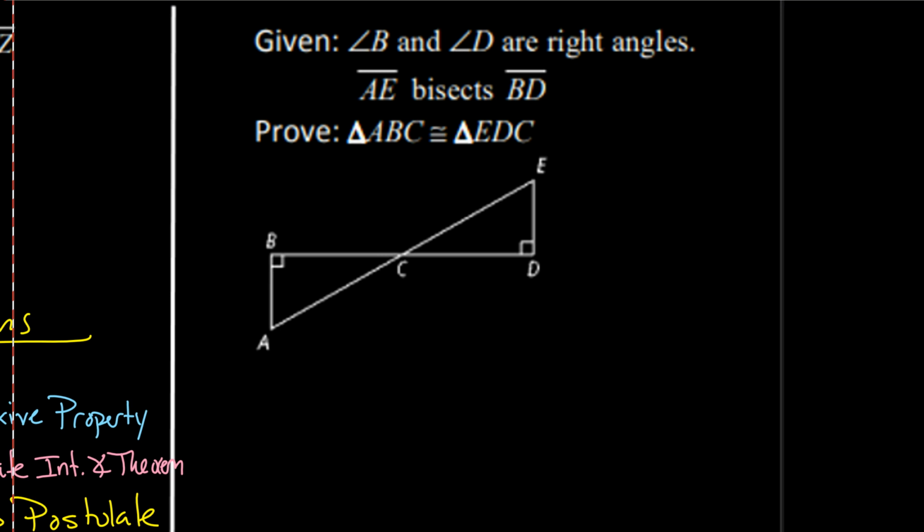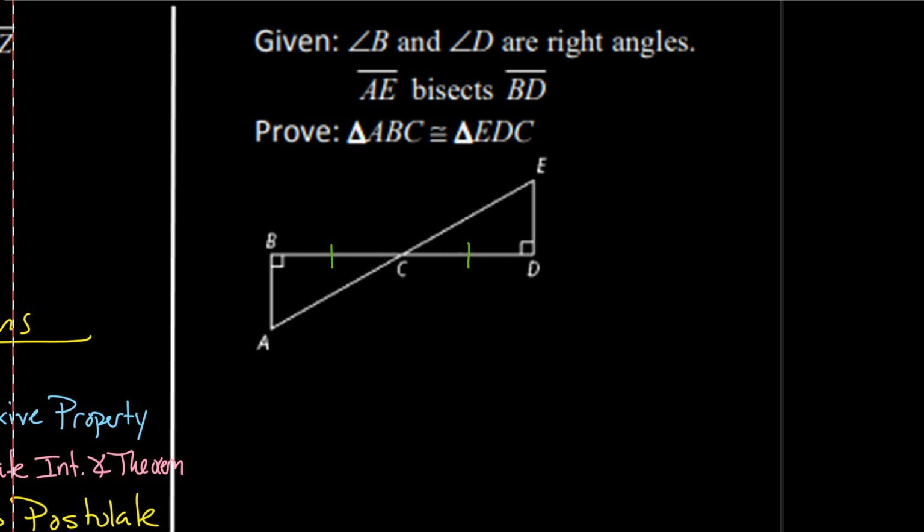So B and D are right angles, and then it says AE bisects BD. What does bisect mean? Cuts in half. Now, which line is doing the cutting? AE. So AE is like the saw, right? AE is the saw cutting BD in half. So what part should I mark congruent? Yes, BC is congruent to CD.